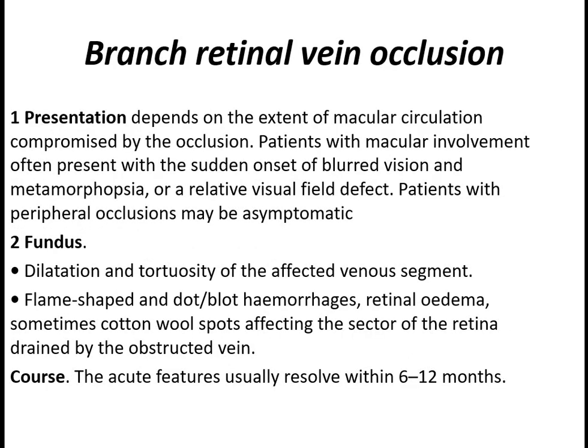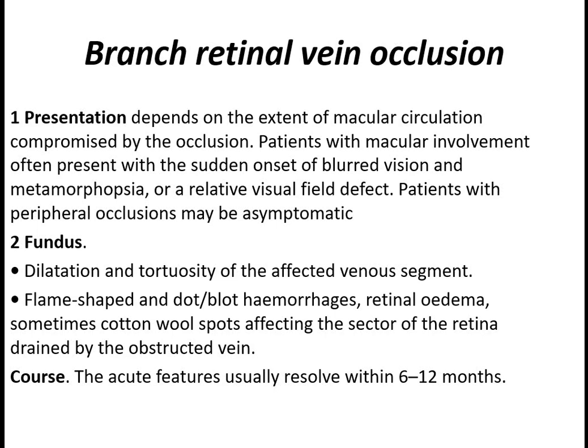I will start with branch retinal vein occlusion. The patient presentation with branch retinal vein occlusion depends on the extent of macular circulation. يعني قبل ما أشرح بالاسمه, any patient with a normal macula will have normal vision. If the patient has macular circulation affected, it will affect the vision, especially the central vision. So patients with macular involvement often present with sudden onset of blurring of vision and metamorphopsia. What is the meaning of metamorphopsia? Metamorphopsia means distorted image.